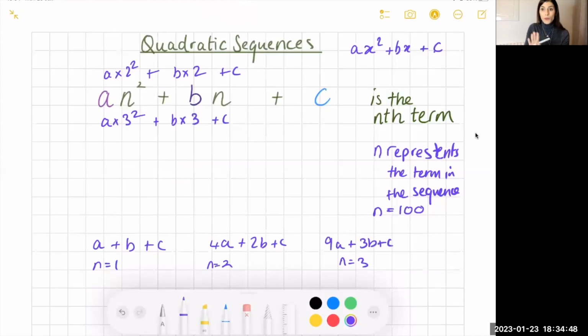Just to repeat, you do not need to remember how to do this. I'm just showing you where it comes from, and we'll get to the easy part in a second. So now, this is the general quadratic sequence, which works for any numbers.